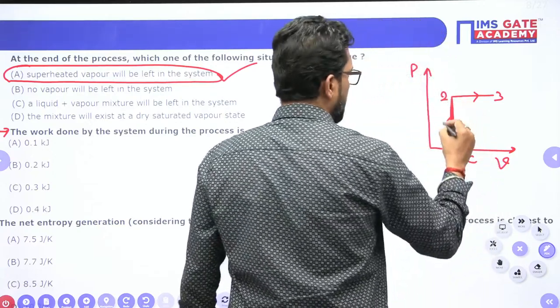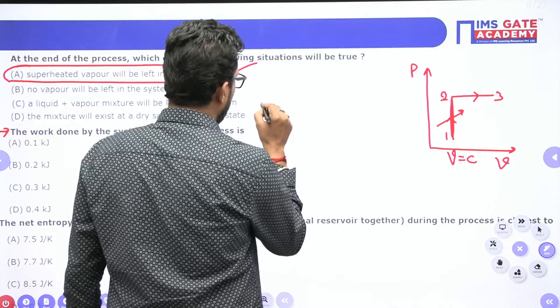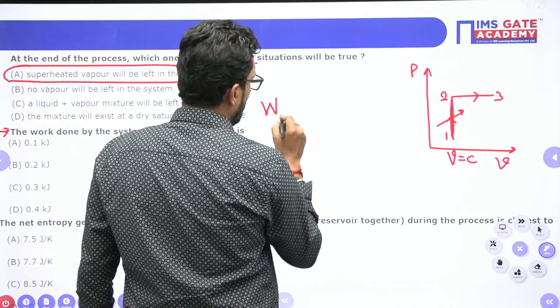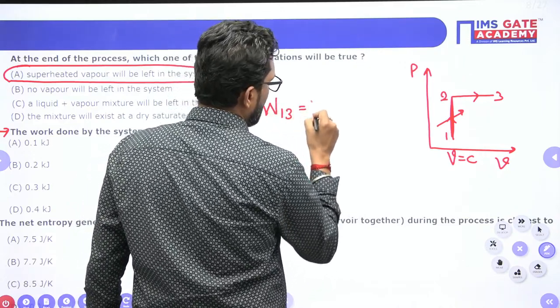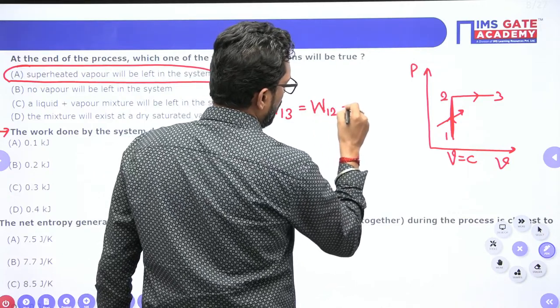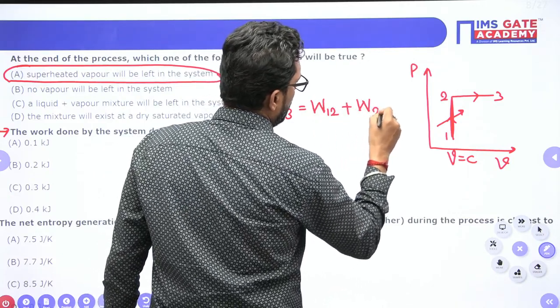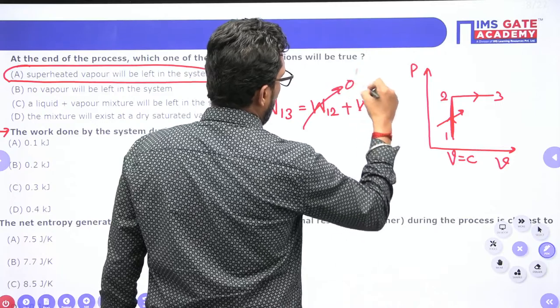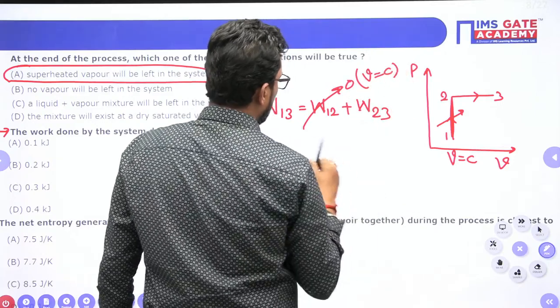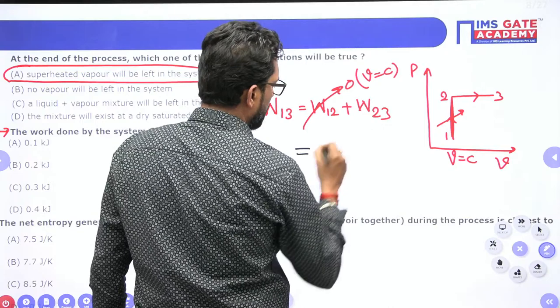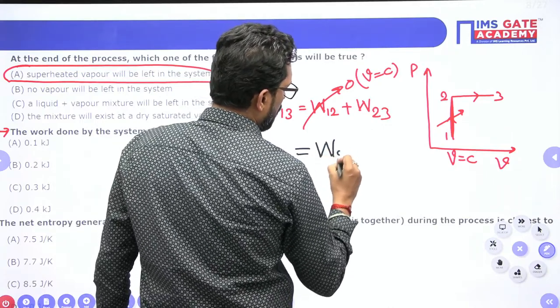So work done in this case, that means W1 to 3 is equal to what, beta? W1 to 2 plus W2 to 3. 1 to 2 is 0. Why? Because volume is constant. So, work 2 to 3 is what?